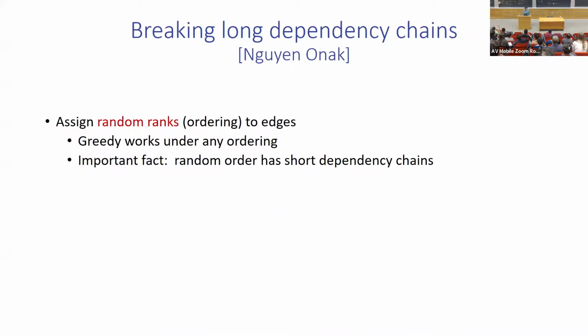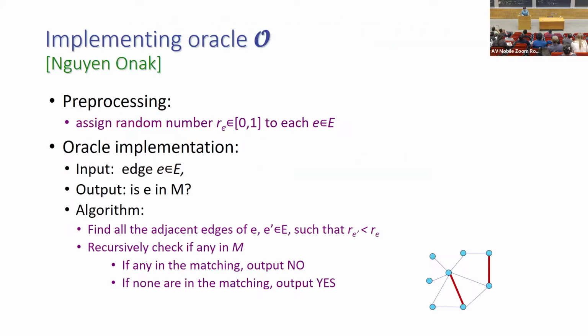But what Nguyen and Onak showed is that if you gave random rankings, all the dependency chains are likely to be short. In fact, very short. Now, if you give random rankings, Greedy is still going to work because Greedy doesn't care about the ordering. Greedy needs an ordering, but it works. But the important fact is that if you gave everybody a random rank and used that as the ranking for Greedy, then you're going to have short dependency chains. All right. So this is the algorithm of Nguyen and Onak.